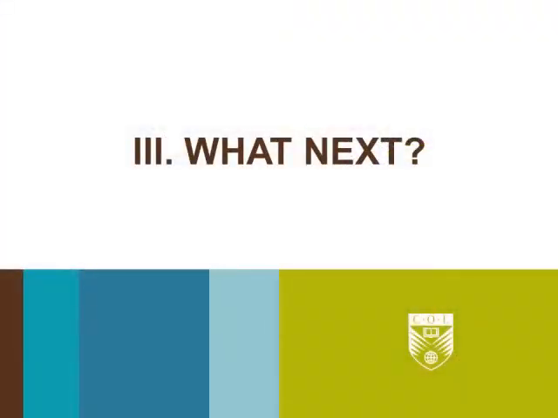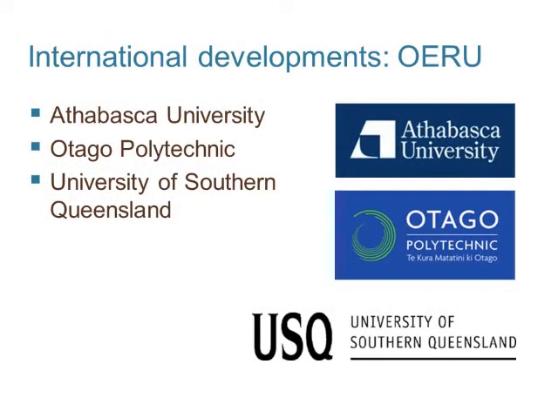Now I come to my final point. What are the emerging developments and what do we need to do next? So what are the impacts that OER are having on universities? Let me quote an example from your region. This is an example of an OER university, which is a collaboration between the University of Southern Queensland and Otago Polytechnic. And this OER university proposes to use open education resources to open up education to anyone, anywhere in the world.